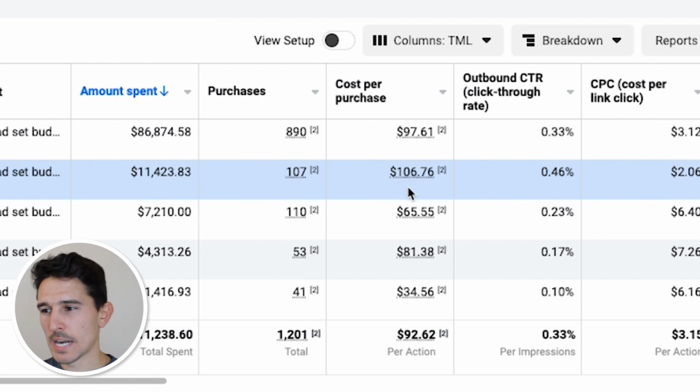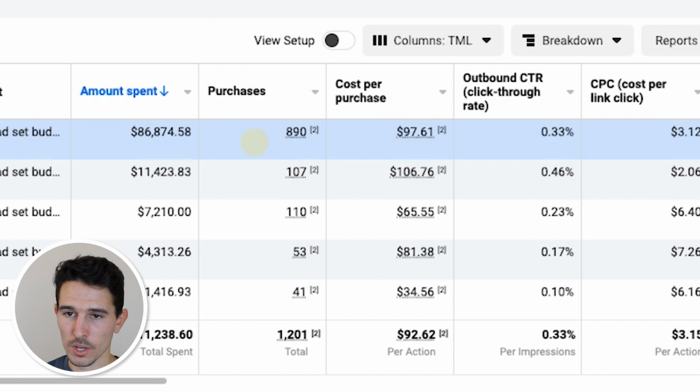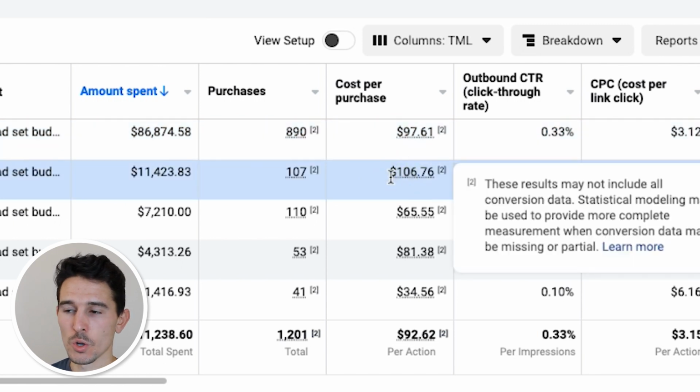Now, you'll notice here, it actually drove 106 cost per acquisition, which is substantially higher than our ABO campaign. We drove a $97 cost per acquisition. That was very effective versus 106, which is just over our goal.